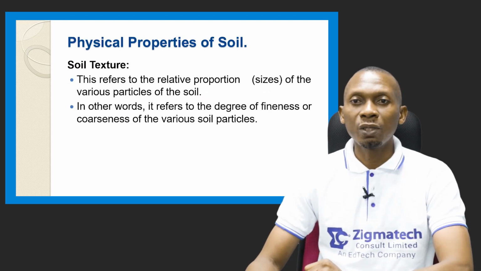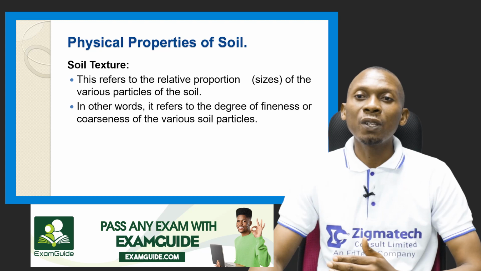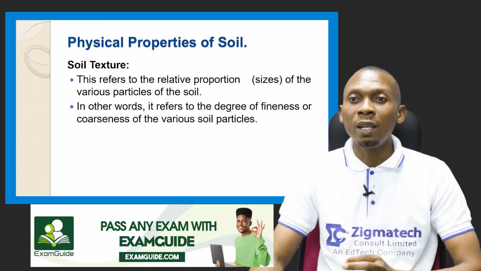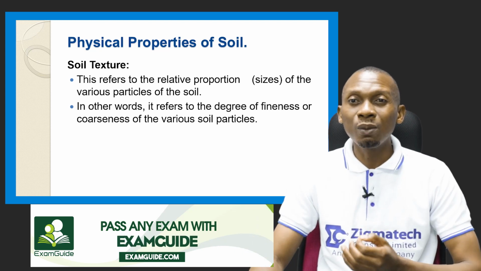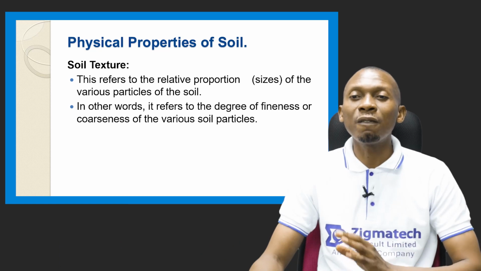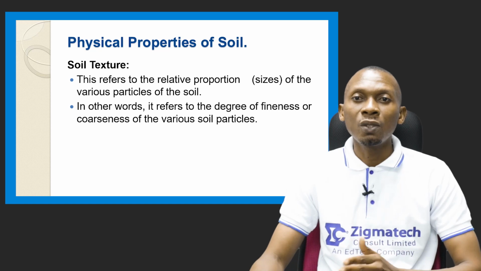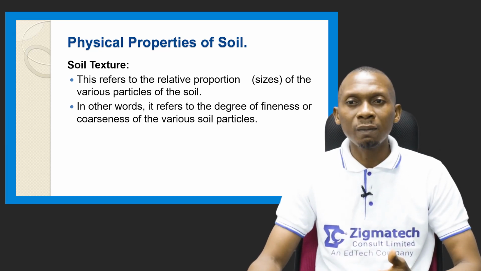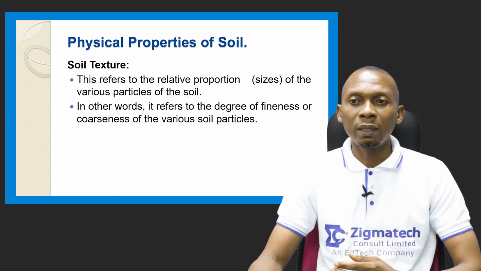Now let's look at physical properties of soil, starting with soil texture. What is soil texture? This refers to the relative proportion or sizes of the various particles of soil. So soil is made up of particles. The sizes of the various particles of soil is referred to as soil texture. In other words, soil texture can be defined as the degree of fineness or coarseness of the various soil particles.